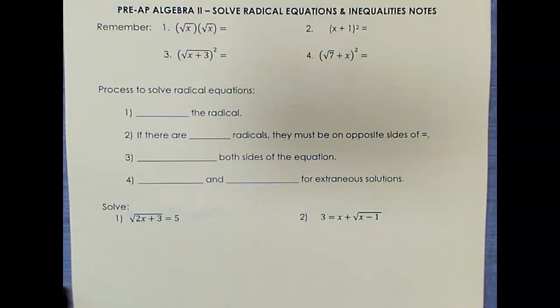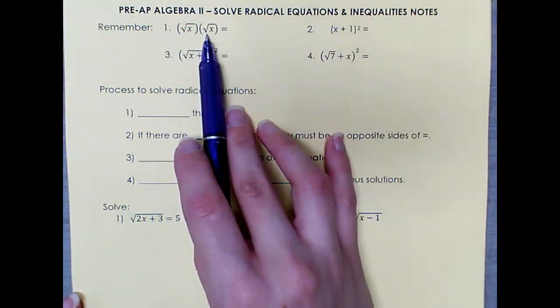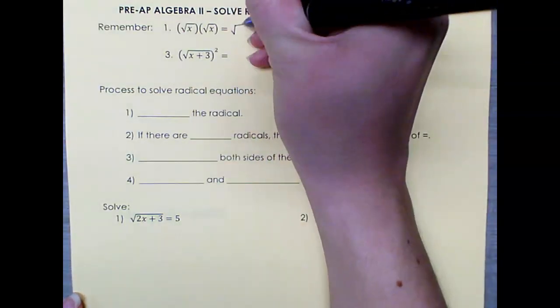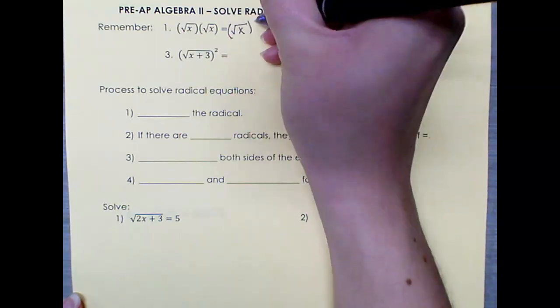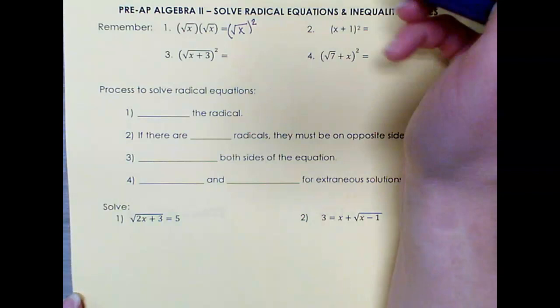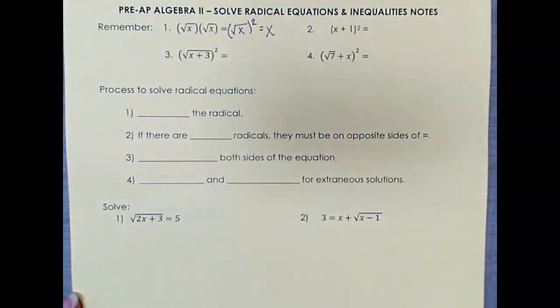We start out with something very basic, so the square root of x times the square root of x. Well, the square root of x times the square root of x means that you square root x, but then you square that. And remember that squaring and square rooting are inverses of each other, so those would cancel out, and you would be left with x.